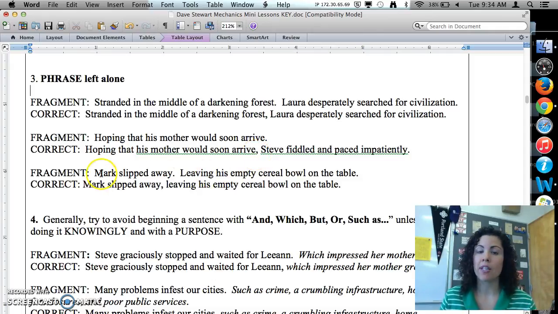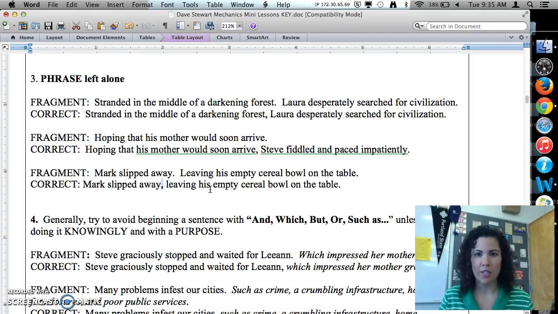Then we have Mark slipped away, leaving his empty cereal bowl on the table. Notice that here, all we did was add it to the front, but that's not the only way you can add those. Here we have Mark slipped away, leaving his empty cereal bowl on the table. Instead of having this ing phrase at the beginning, we can also tag it on the end, your choice as an author. So Mark slipped away, comma, leaving his empty cereal bowl on the table. And we can put that in the front, leaving his empty cereal bowl on the table, comma, Mark slipped away. Either one is correct.